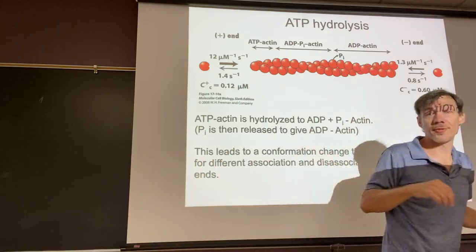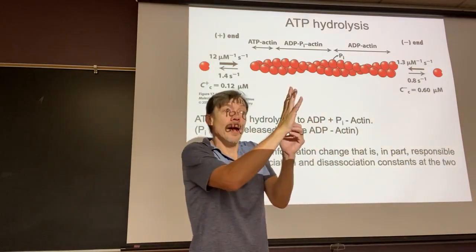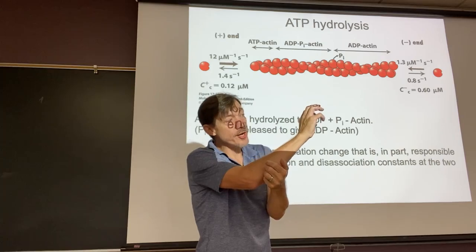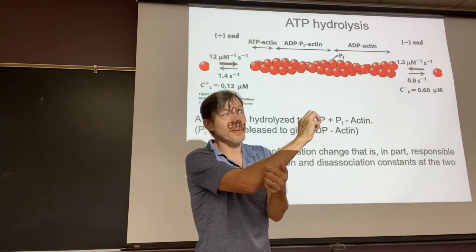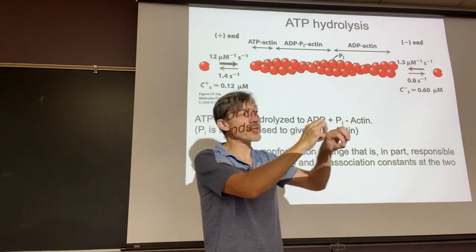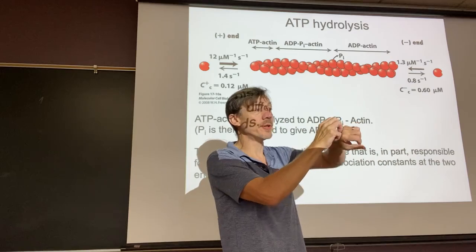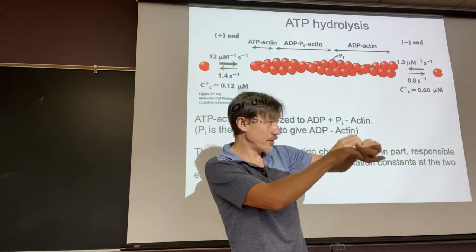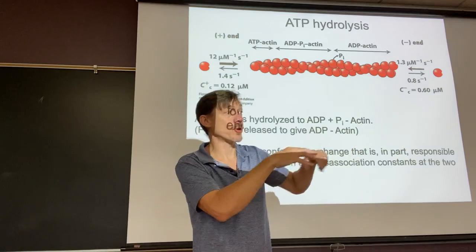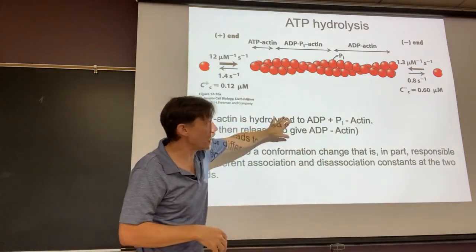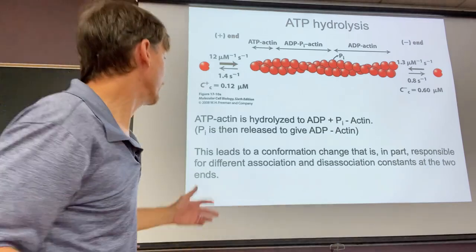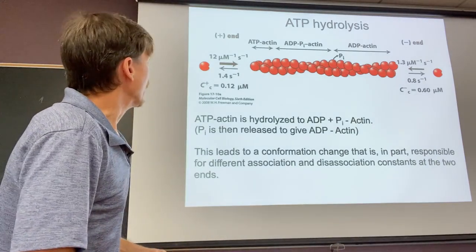At the minus end of the filament, that phosphate's been lost. The actin has changed its conformation a little bit. And when it changes its conformation a little bit, it just means that it's a little bit less likely to add on at that minus end. So it changes the dynamics. So this change in shape, a change in dynamics.